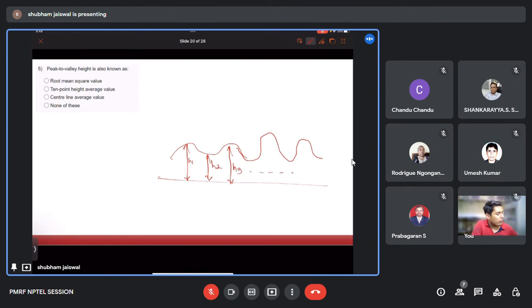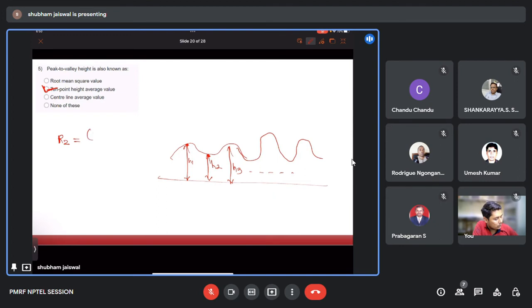So here we are considering the peak to height value, and that is also another name of the 10-point height average value. So the correct answer is 10-point height average. What we do, we take the 5 peaks and 5 valleys, and we take its average, and that will give us the average height of the surface. That is the 10-point height average value, and it is denoted by RZ.